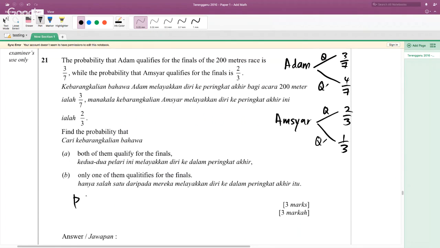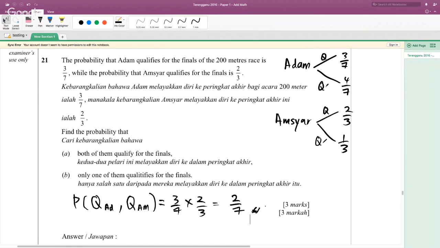That means they ask you to find the probability that Adam and Amsha both qualify. Okay, maybe I write it a bit nicer. Qualify for Adam and qualify for Amsha. So Adam qualified is just 3/7. Amsha qualified is just 2/3. You just multiply them, you get 2/7. Okay, it's quite easy.